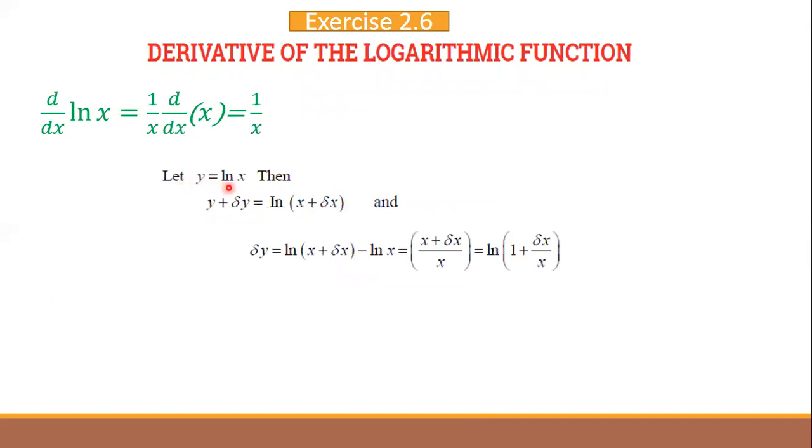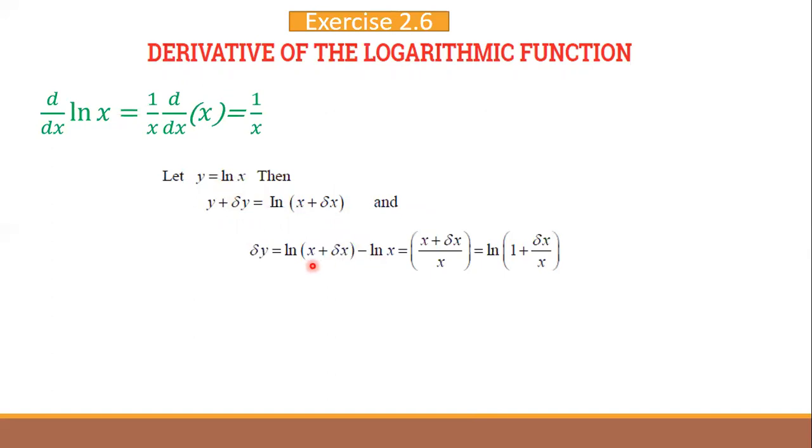Now we will move towards the proof. Let y equal natural log of x. We will solve it by the ab initio method, the first principle method, or by definition, and replace y by y plus del y and x by x plus del x. So y plus del y is equal to natural log of x plus del x. Del y as it is, and y goes to the right hand side and becomes minus y, and we replace the value of y, that is natural log of x.